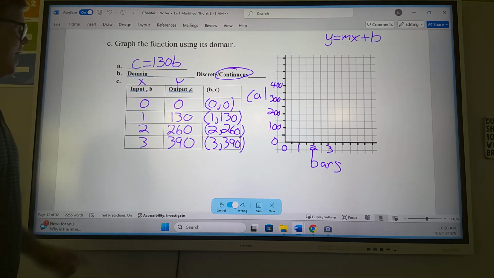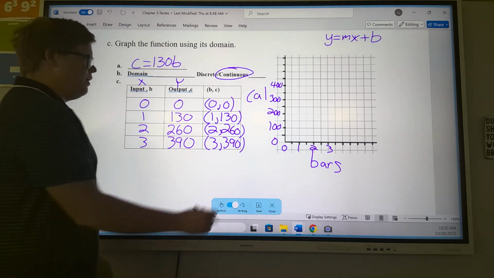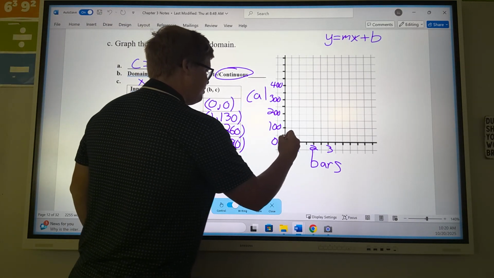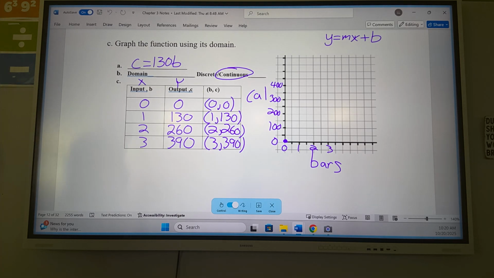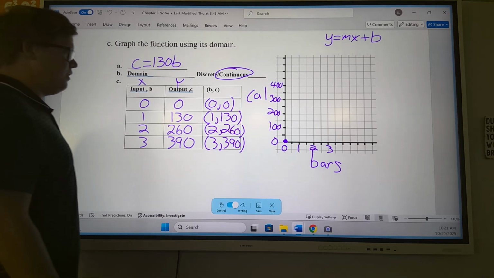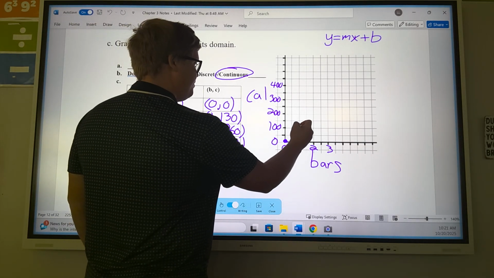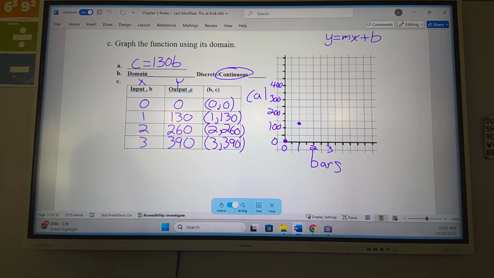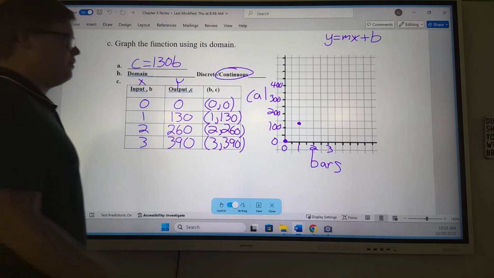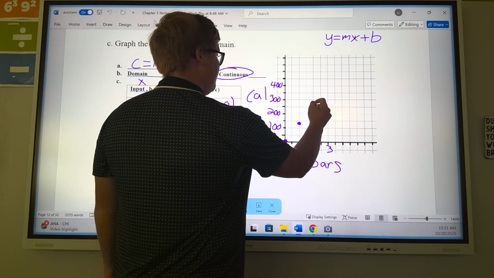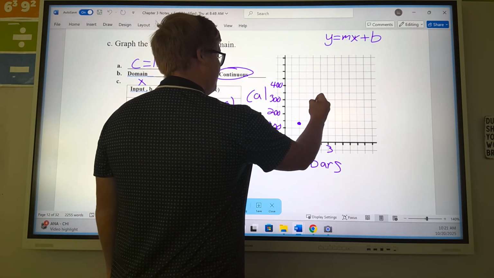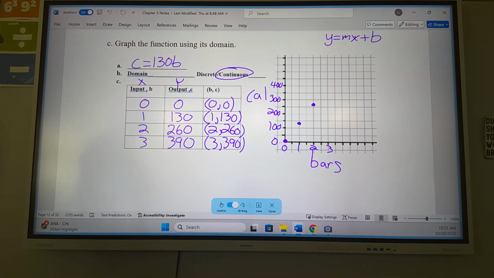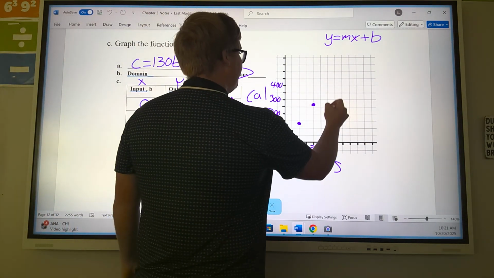Okay, at 0 bars eaten, we had 0 calories. So our first dot goes on 0, 0. At 1 bar eaten, we had 130 calories. So let's go to 1, go up to 130. At 2 bars eaten, we went up to 260. So from 2 to 260. And at 3 bars eaten, we went from 3 to 390.